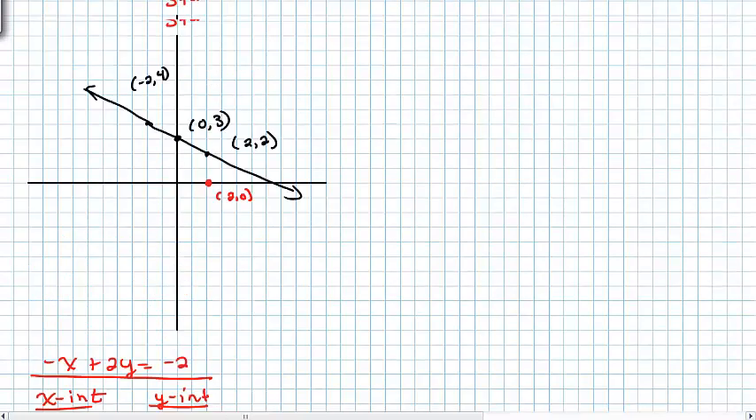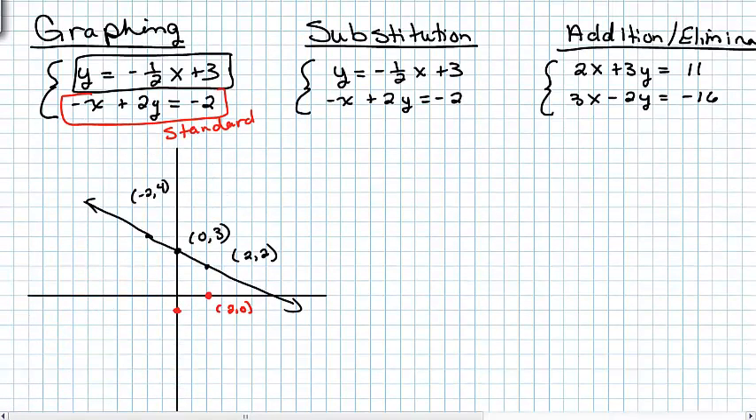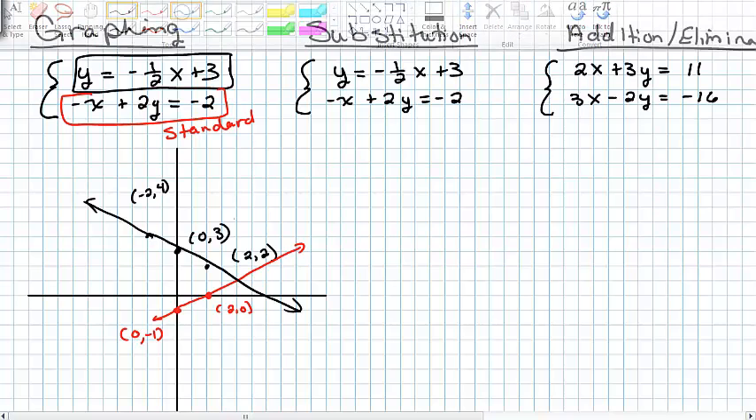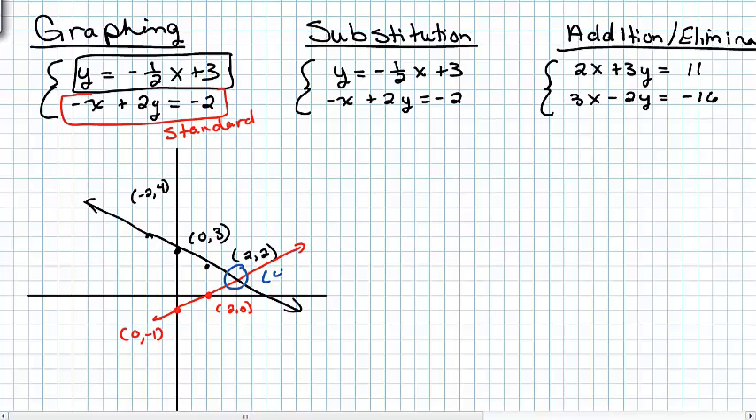And 0, -1. And then we can draw our line. And so here is the intersection point, and the intersection point is at 4, 1. Okay, so that was the graphical method.